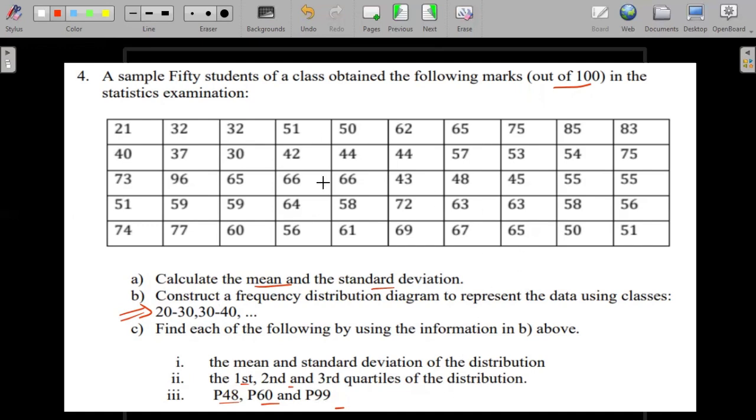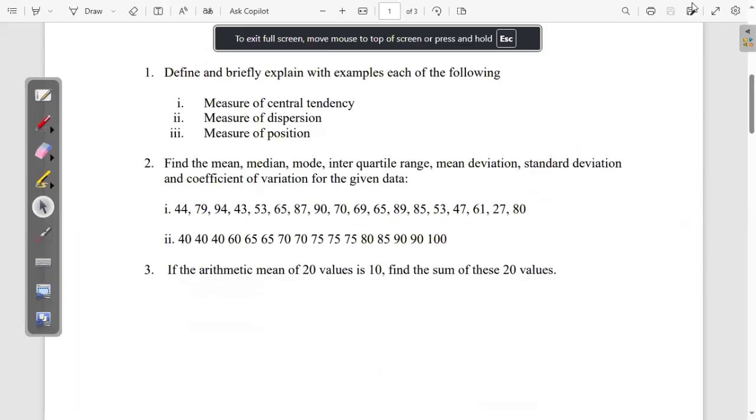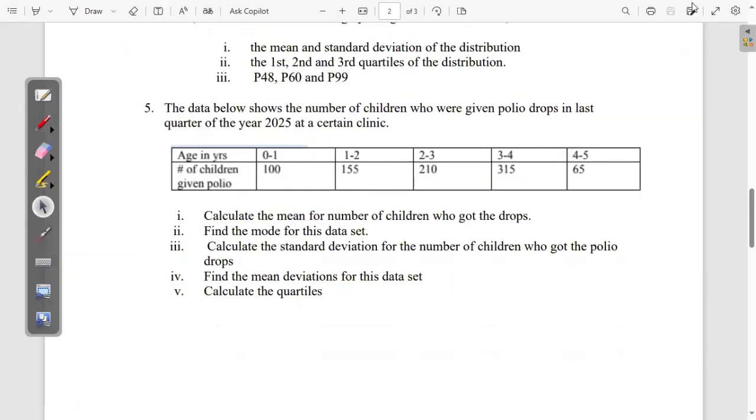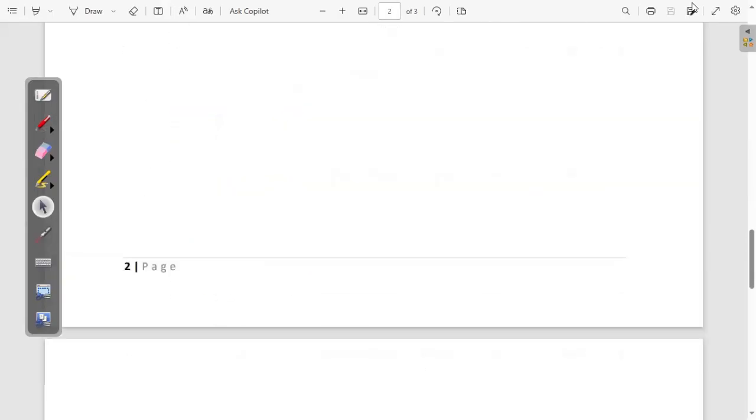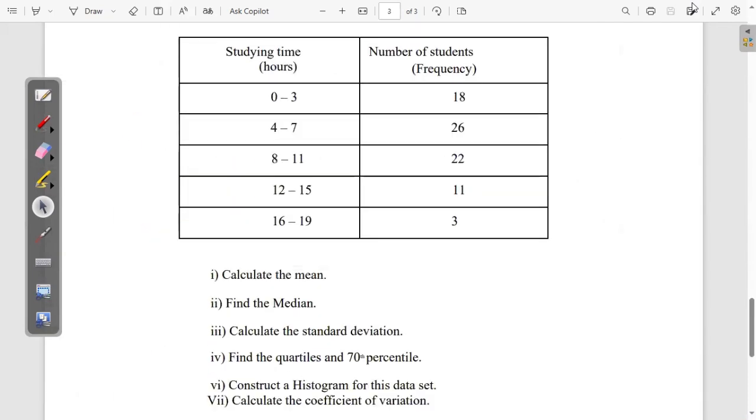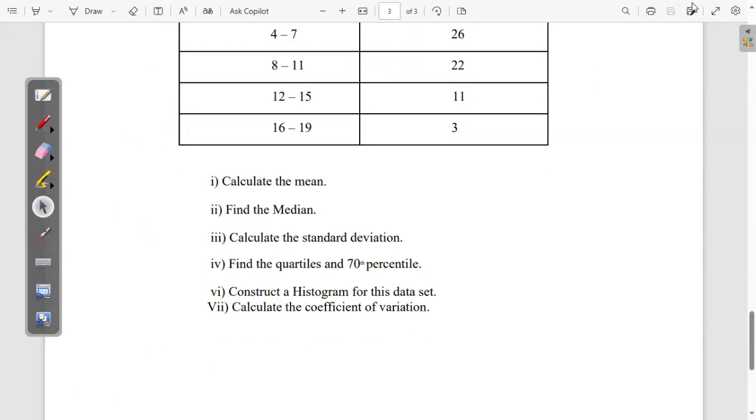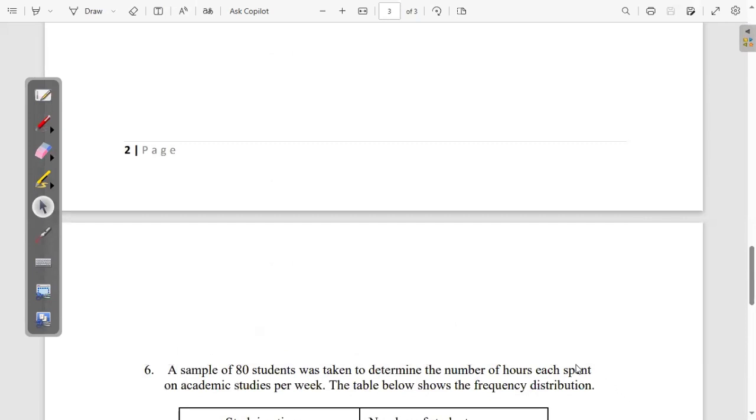All right, so this is the data that we have. So we need to come up with the frequency table. 1, we solved 2, 3, 4. So we're remaining with question 5 and question 6. All right, so we are going to solve this in the next lesson.